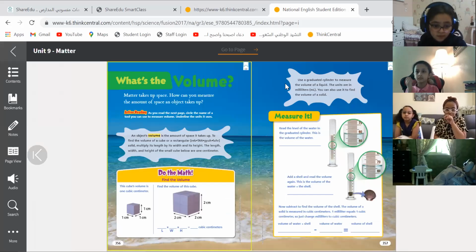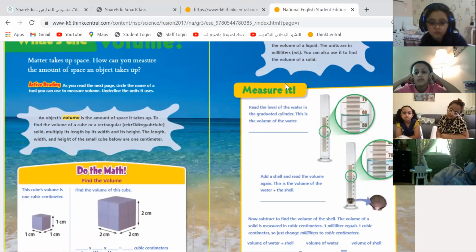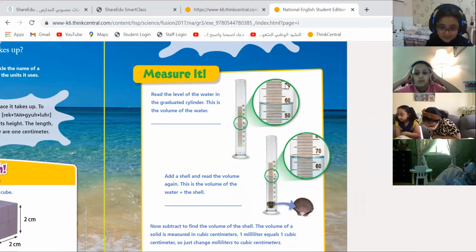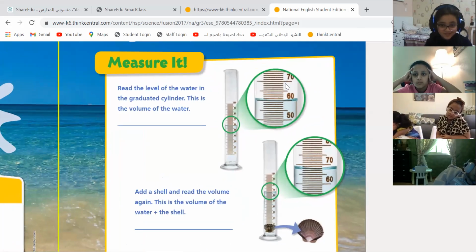You can also measure the volume inside water. If you are measuring the volume inside water, you are going to use milliliters or liters. Now, look at this graduated cylinder. It is full of liquid water. How much liquid water do we have inside this graduated cylinder?